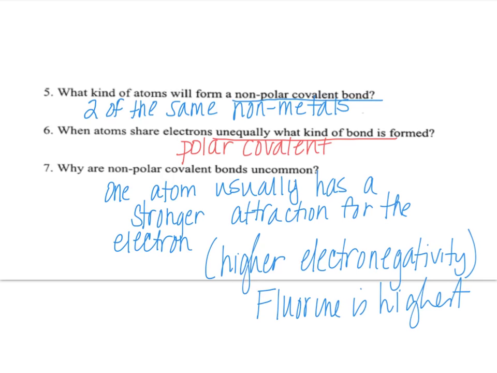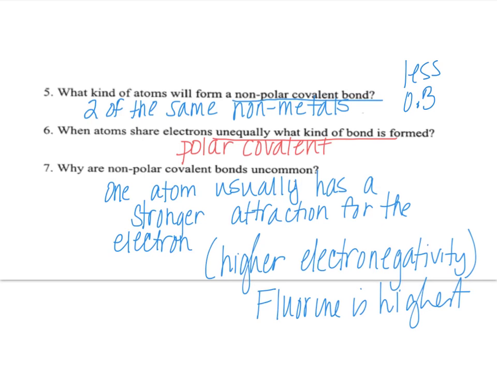Question 5 wants to know what kind of atoms will form a non-polar covalent bond, and that is usually two of the same nonmetals. For instance, if we have a chlorine and a chlorine bonding, that would definitely be non-polar covalent. Remember, it is supposed to be less than a 0.3 electronegativity difference. So there are a few things that can still be nonpolar that are not the same, but they have a very, very small electronegativity difference.